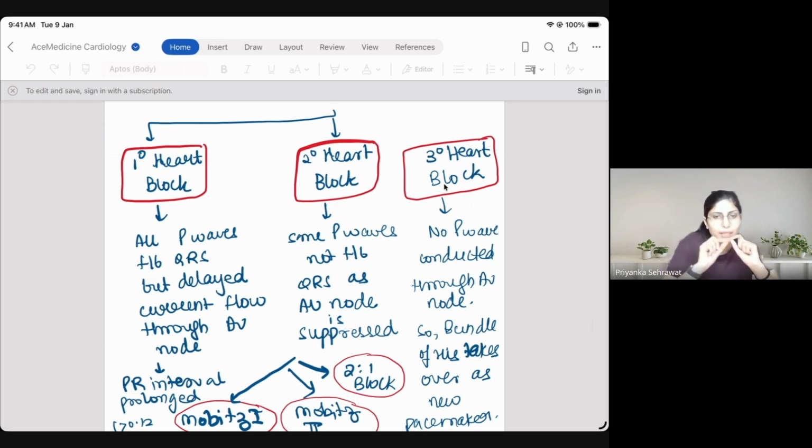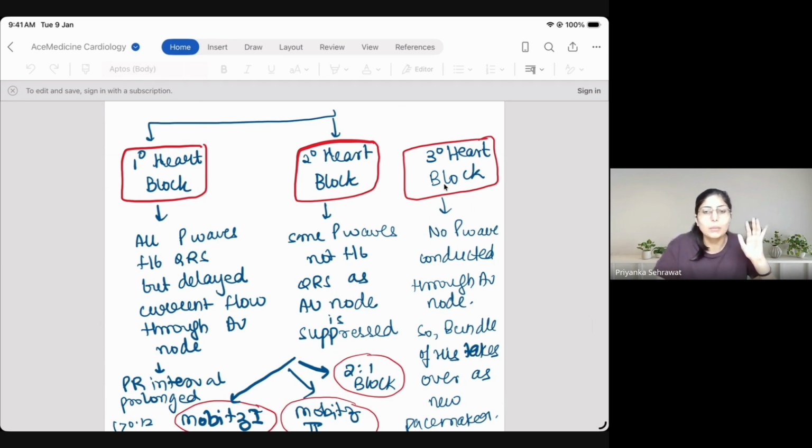Mobitz type 1, the PR interval gets progressively delayed till a beat is dropped. Mobitz type 2 is where the beat does not depend on the PR interval prolongation. उसमें sequential prolongation या progressive prolongation नहीं होता है, but there is just a drop of beat. अभी मैं ECG भी दिखा दूंगी आपको.